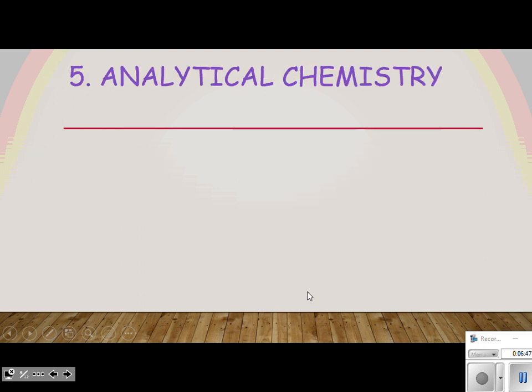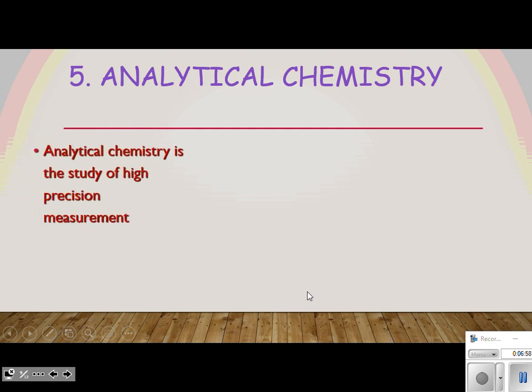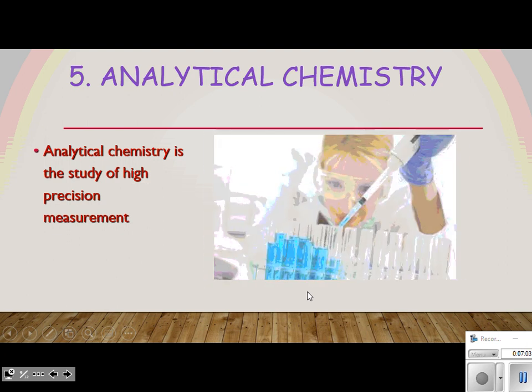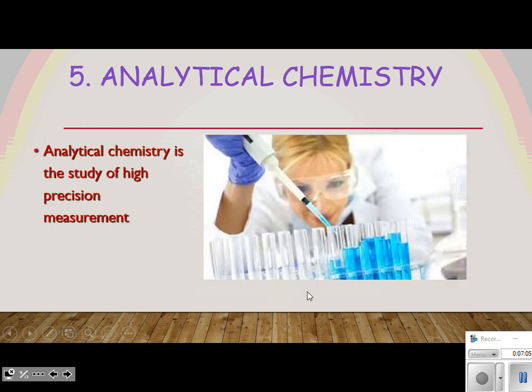The fifth and final branch of chemistry is analytical chemistry, and this deals with the study of high precision measurements. If you look at this lady here, she is using a pipette. That is a micropipette. So she could be measuring a microliter of something.